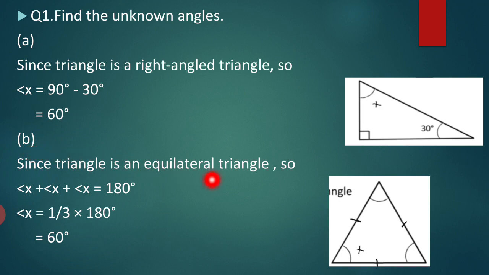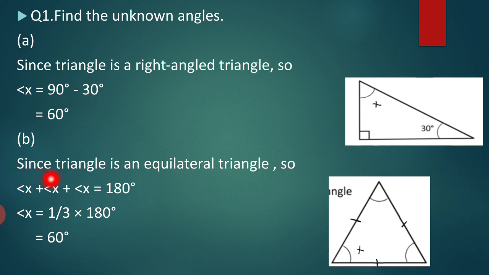Here is B part. The triangle is an equilateral triangle, students. It means that all the sides are equal. If all the sides are equal, then the angles inside it must also be equal. So you can see if this angle is x, this angle will be x, and this must be x as well. Inside the triangle there are three angles x.